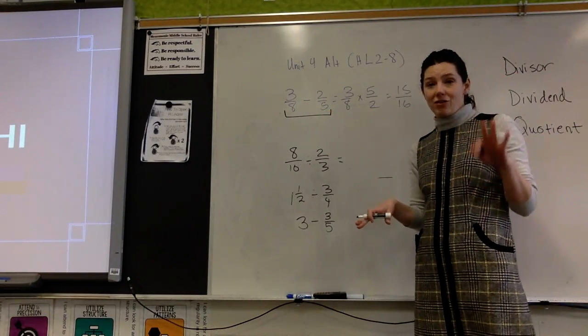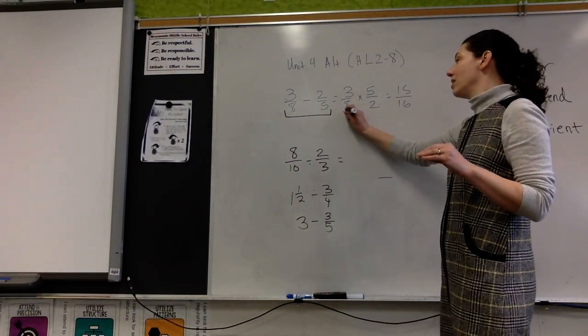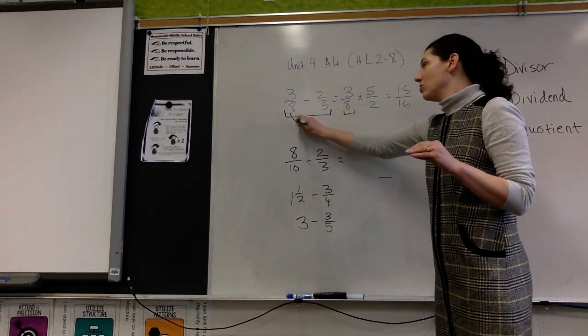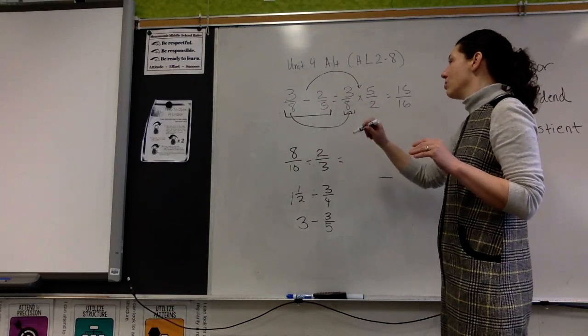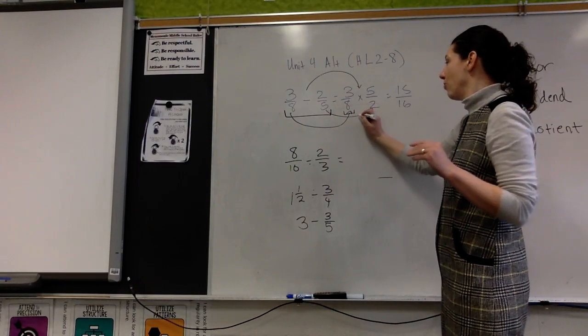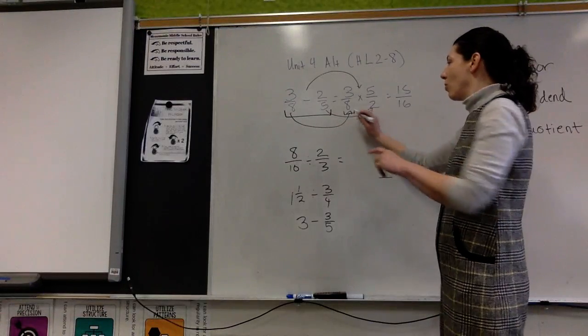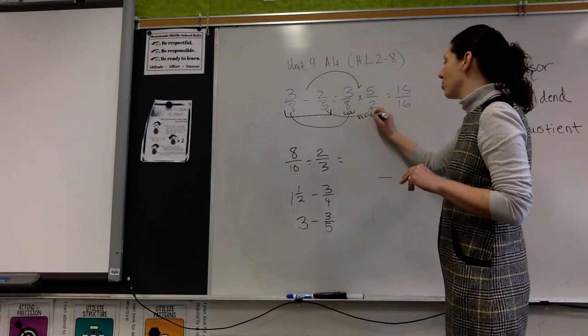But the patterns we have noticed in our work let us know that we're going to keep that first number the same. You can see 3/8 just goes here. We are going to flip the division to multiplication, and then we are going to flip this fraction. 2/5 gets flipped so that what was on the bottom is on the top, and what was on the top is on the bottom. We call that the reciprocal.